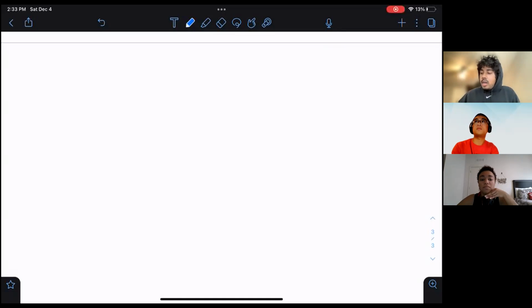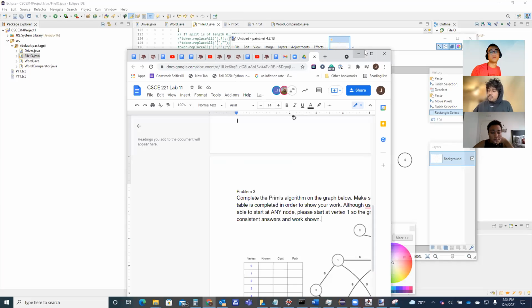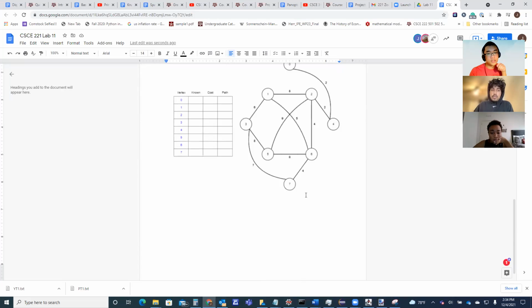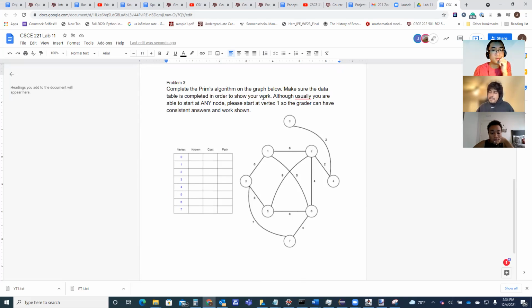Okay. All right, I will stop sharing my screen then so you can share your screen. Okay. Screen 1. Okay, and then it's just the table. So can you write in there? The table is an image, so no. Dang. So does it just want the final table? Make sure the data table is completed in order to show your work. I think they just want the final table.